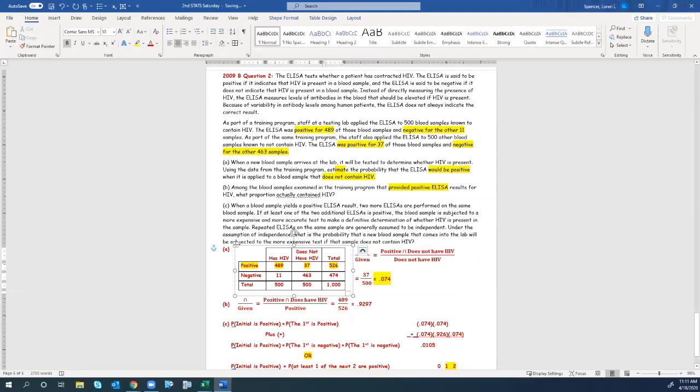What proportion actually contained HIV? So I'm looking for this intersection. In this case, it's going to be 489 over 526, which is 0.9297. And some of you are going, did I have to show the intersection over given?